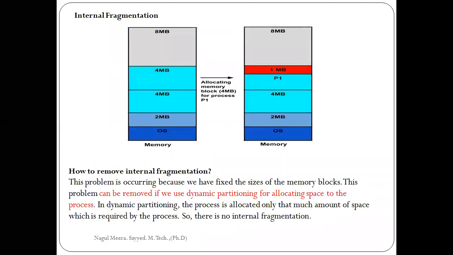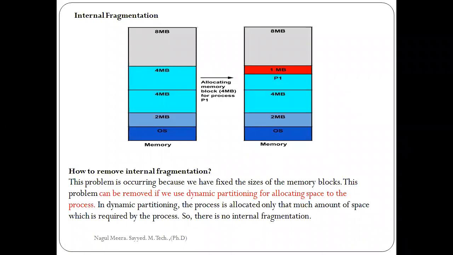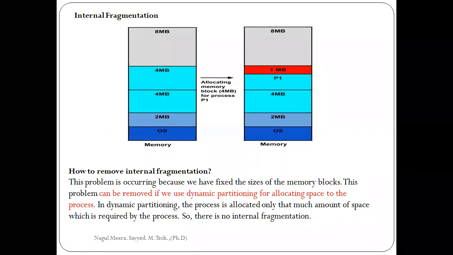For example, look at this block. There is 4 MB of space available, but we are inserting P1, which has a capacity of 3 MB. That means 3 MB is allotted here, and 1 MB, marked in red, is wasted. This is nothing but internal fragmentation. So how can we overcome internal fragmentation? With the help of dynamic partitioning, nothing but MVT. Dynamic partitioning for allocating space removes internal fragmentation.